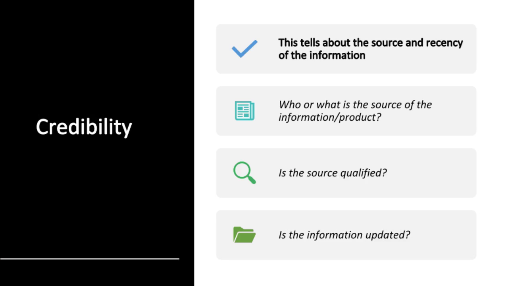Credibility. This tells about the source and recency of the information. Who or what is the source of the information product? Is the source qualified? Is the information updated?